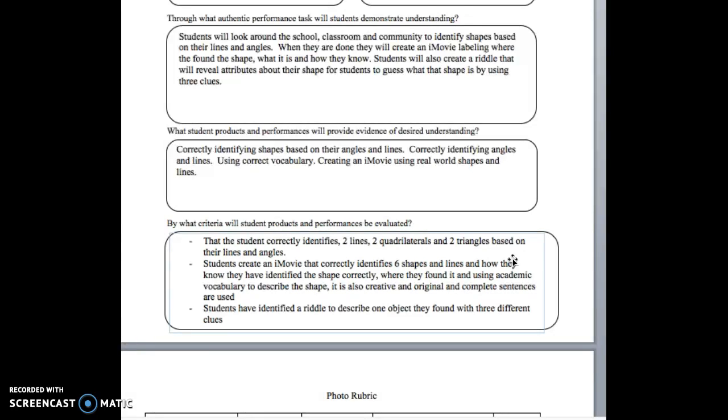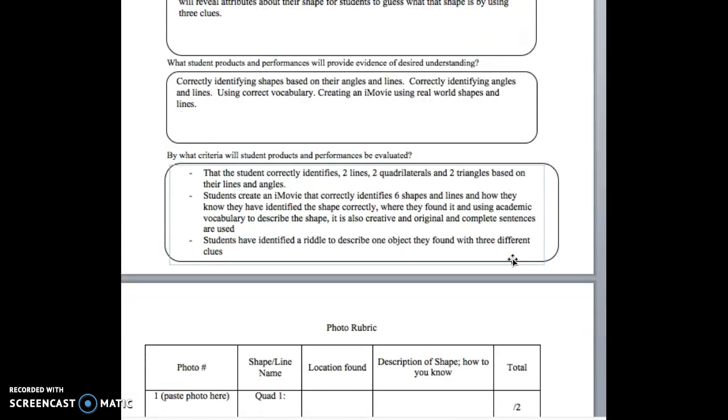They're also creating a riddle so I can see, does this student really understand this? And see how the class can guess and understand so the class is engaged when we're watching the iMovies. The criteria they're being evaluated by, I've created a rubric. On that rubric, they're going to be correctly identifying 2 lines, 2 quadrilaterals, and 2 triangles based on their lines and angles.